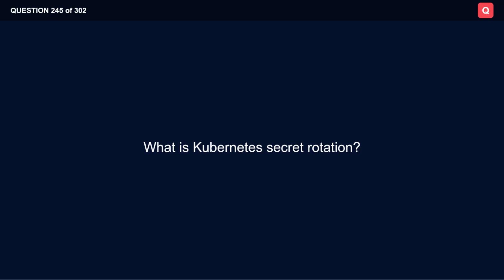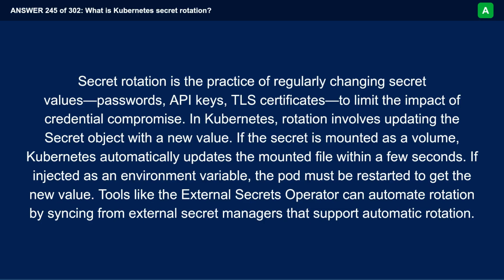What is Kubernetes secret rotation? Secret rotation is the practice of regularly changing secret values, passwords, API keys, TLS certificates, to limit the impact of credential compromise. In Kubernetes, rotation involves updating the secret object with a new value. If the secret is mounted as a volume, Kubernetes automatically updates the mounted file within a few seconds. If injected as an environment variable, the pod must be restarted to get the new value. Tools like the External Secrets Operator can automate rotation by syncing from external secret managers that support automatic rotation.